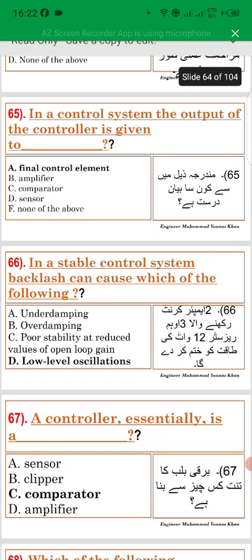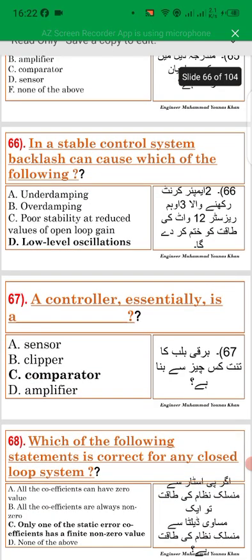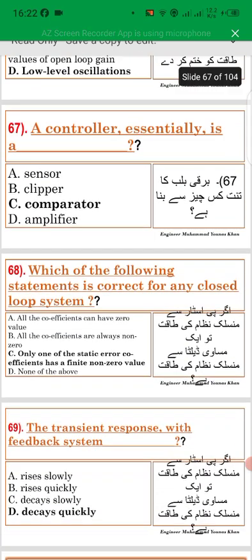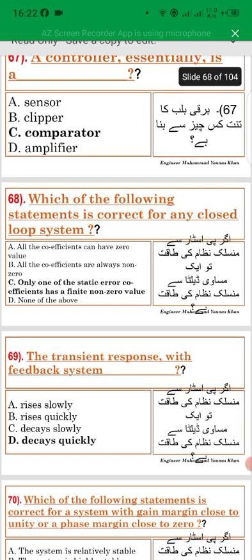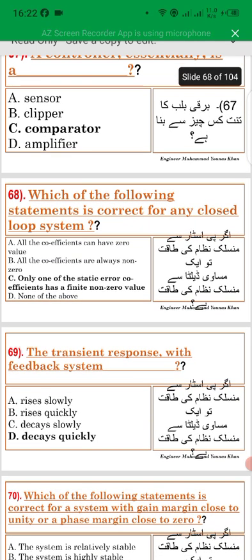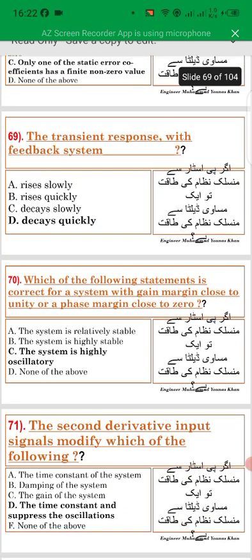In a control system, the output of the controller is given to the final control element. In a stable control system, backlash can cause which of the following? Low-level oscillation. A controller essentially is a comparator. Which of the following statements is correct for any closed-loop system? Only one of the static error coefficients has infinite non-zero value. The transient response with feedback system decays quickly.